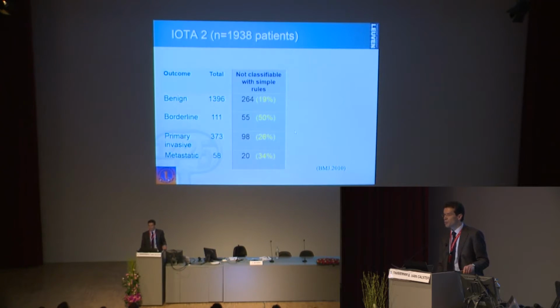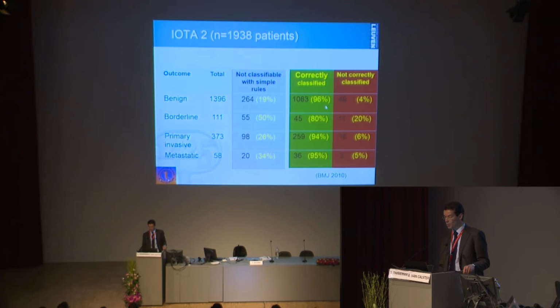And of course, there's a few types of tumors where we struggle, and this is mainly in the borderlines, because 50% of borderline tumors are not classifiable with simple rules. And if we look in terms of correct classification, then we see that 96% of benign tumors are correctly classified, only 80% of borderlines, 94% of primary invasive tumors, and 95% of the metastatic tumors.